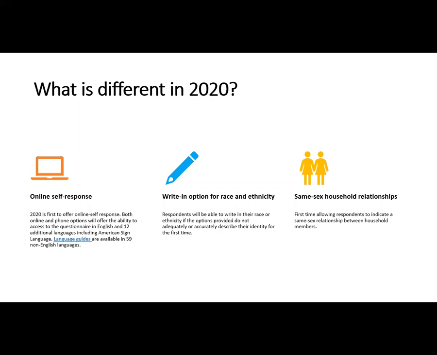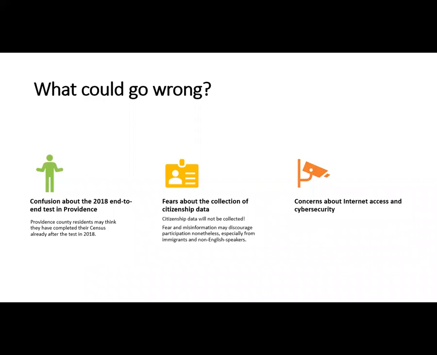So two other changes. There is now a write-in option for race and ethnicity. So if somebody doesn't feel like the options capture their ethnicity or race, they may write it in. And for the first time, there is the same-sex household relationships. So you can indicate a same-sex married partner or a same-sex partner not married that you live with. And those are both new things.